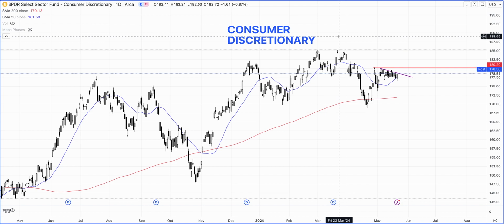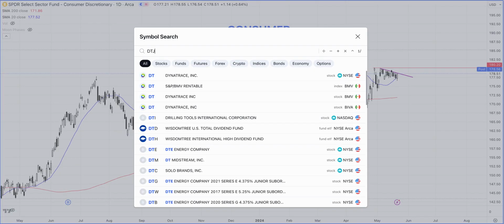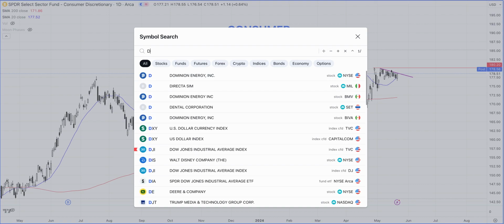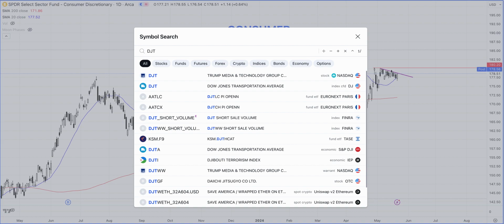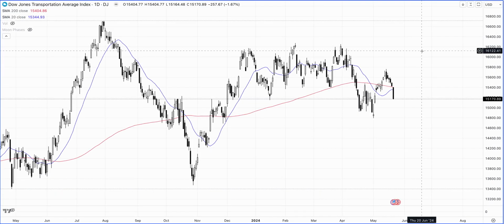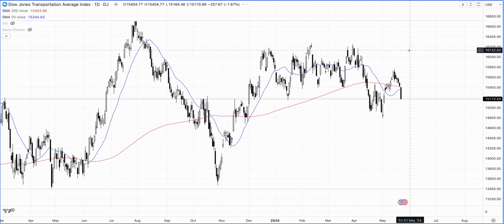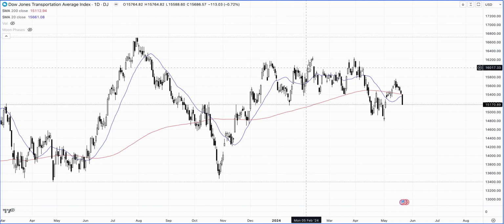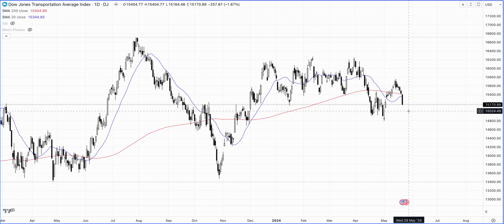Okay, now we'll take a look at the transporters. Okay, so DJT, this is the transporters. So the transporters are really interesting now, because you can see that the broader market has moved higher, but the transporters are actually lagging, and we can see that, really bearish candle today, in fact closing below all these moving averages, so that's not very nice.